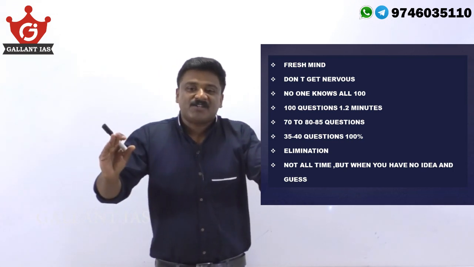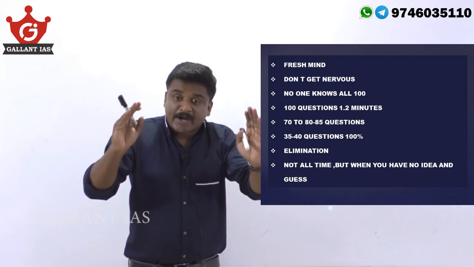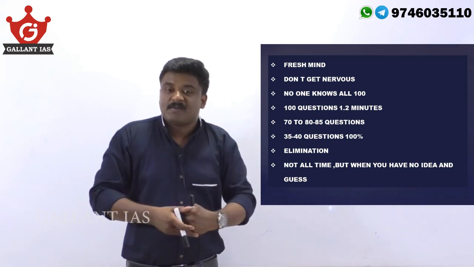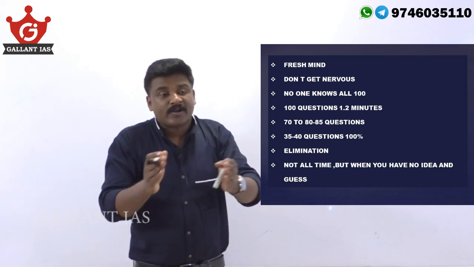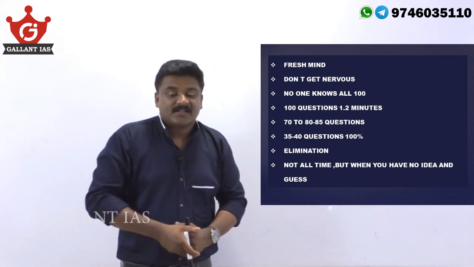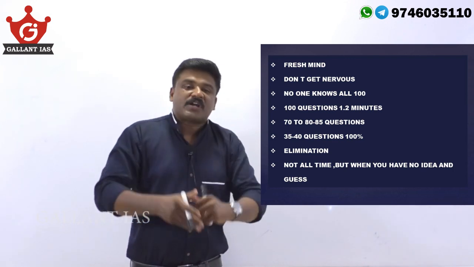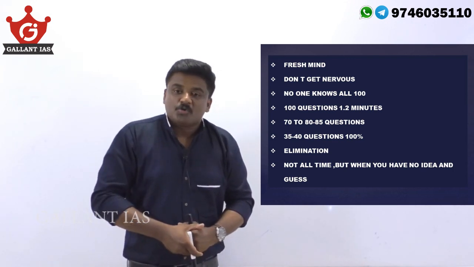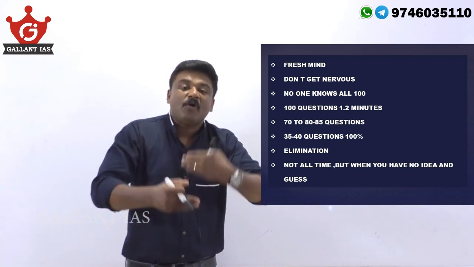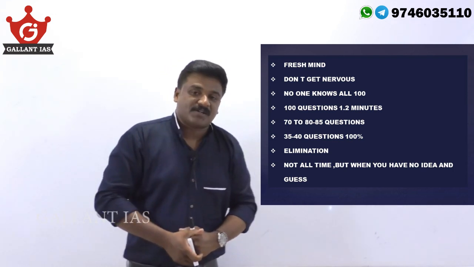And usually the fact is maybe 35 to 40 questions you know well, I mean, their accurate answers you know well. But you have to attempt a good number of questions. Maybe, as I said, 70 to 80 or 80 to 85 questions you have to attempt. So the elimination method is applied on those questions where you are not sure about the answer choices, where you have to apply your logic, where you have to apply your guesswork. In such questions only we apply the elimination.